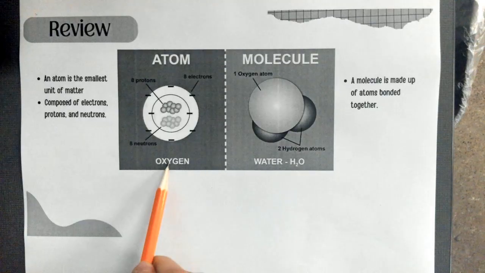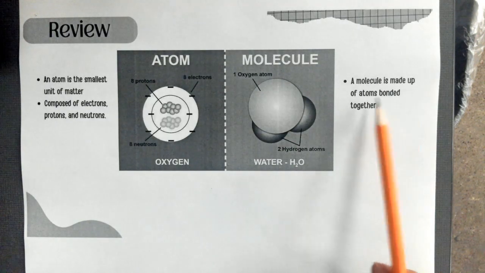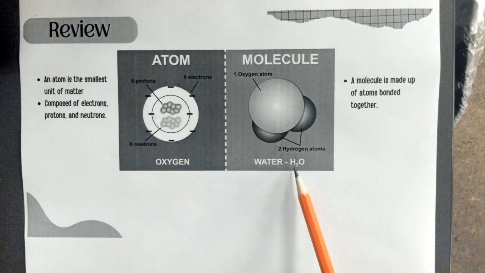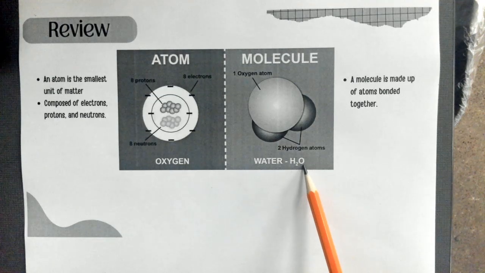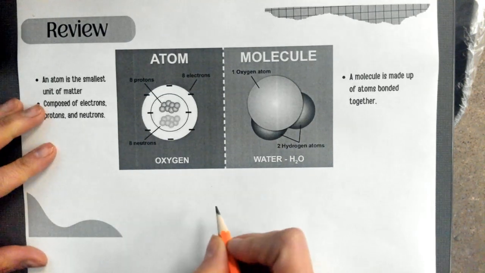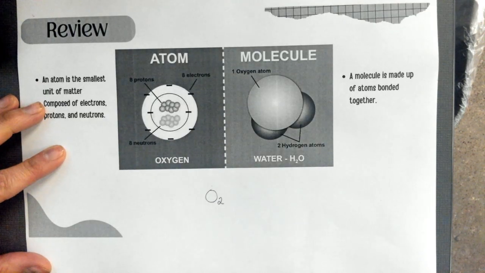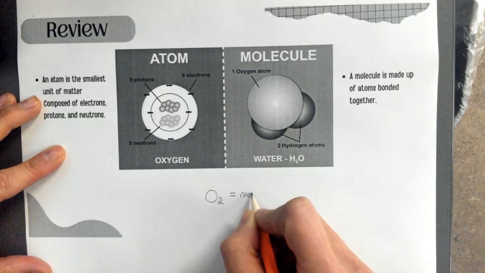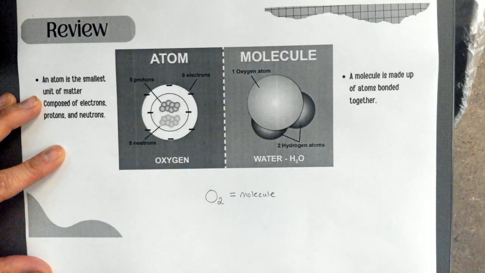So here I have an oxygen atom. A molecule is made up of atoms bonded together. So water is bonded with 2 hydrogen atoms and 1 oxygen atom. So that is why it's a molecule. Now, if I had something like this, where I have 2 oxygens, this would actually be considered a molecule because it's more than 1 atom combined.